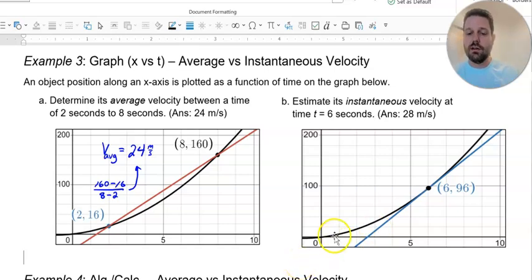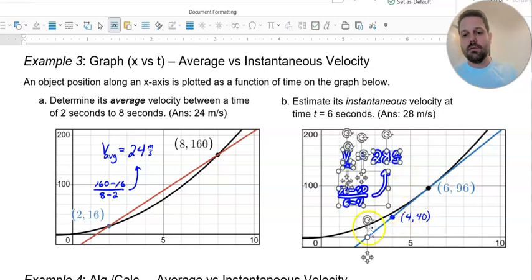What we'd essentially be doing here now is getting the slope of this tangent line. So I got to pick one point on here aside from 6, 96, right? At 6 seconds, it's at a position of 96. So I got to pick any other point along that blue line that I can estimate its coordinate values. And so I'm going to use this one right here. So at 4 seconds, it looks like it's approximately 40 meters.